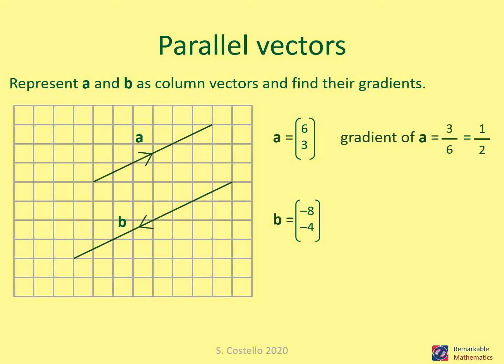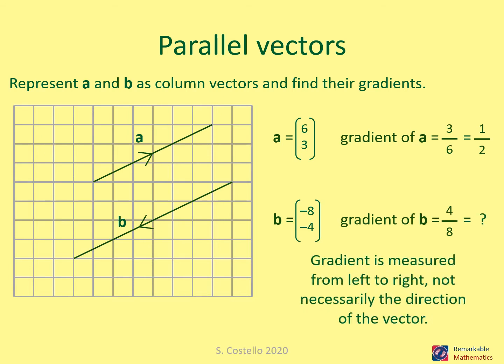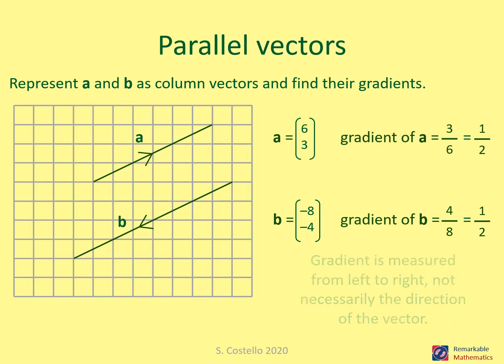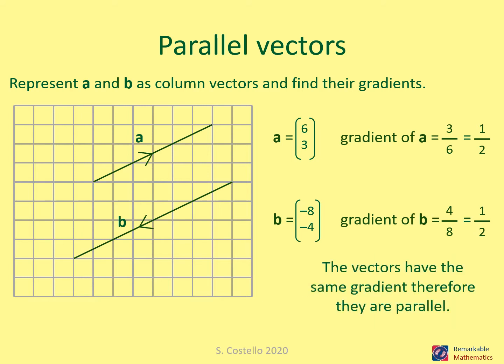Vector B, minus 8, minus 4. The gradient of B is 4 over 8. Gradient is measured from left to right, not necessarily the direction of the vector. So although our vector was minus 8, minus 4, the rise is 4, the run is 8. So that gives us a gradient of 1 over 2. The vectors have the same gradient, therefore they are parallel.